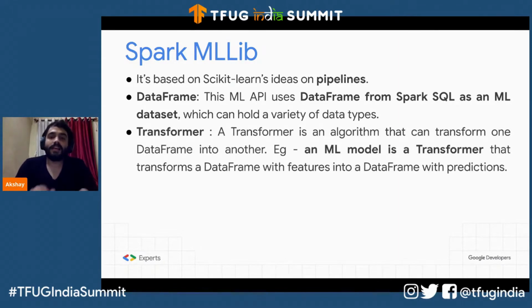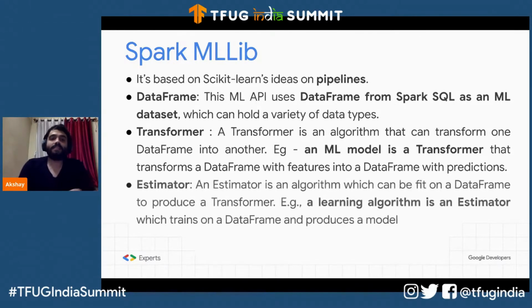A transformer is an ML model. Basically, transformers transform the data. So a data frame or a data set with features can be transformed into a data set with predictions. And then we have the concept of estimators. Estimators are nothing but learning algorithms. Whenever you call the fit function in Keras or in TensorFlow, that is equivalent to an estimator in Spark. All these three concepts are very important because this is directly an analogy between Apache Spark and other popular frameworks in machine learning like TensorFlow and Keras. We'll use this analogy going forward and make sense of it at a later stage.